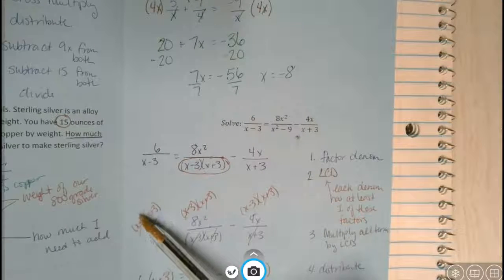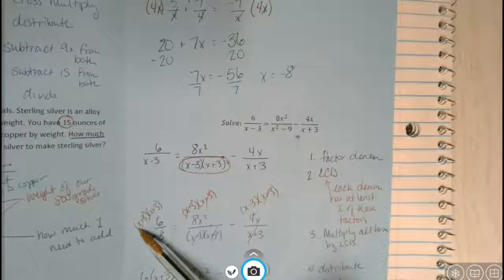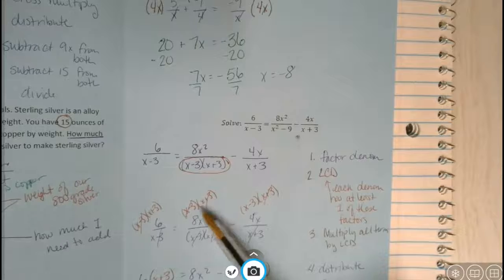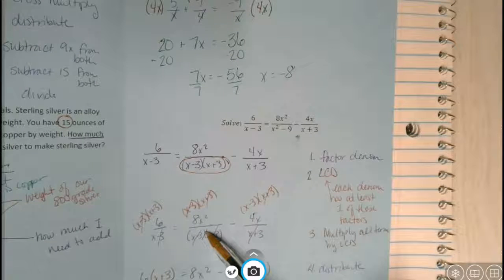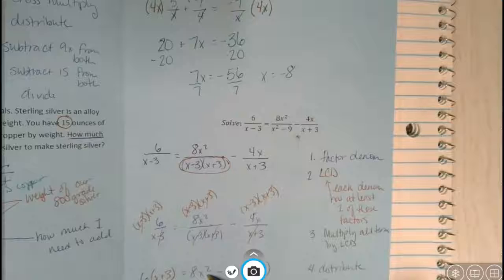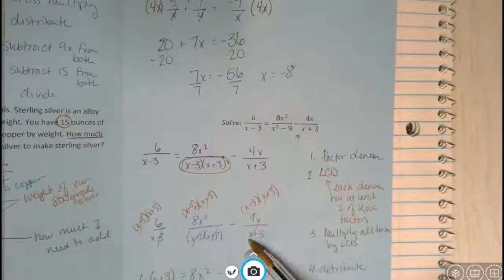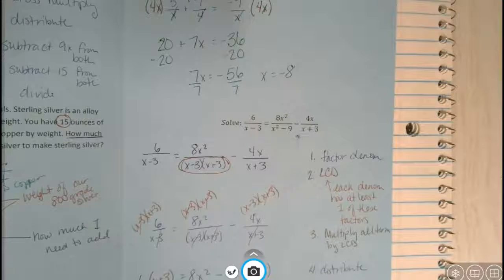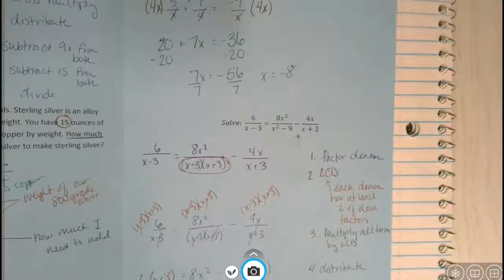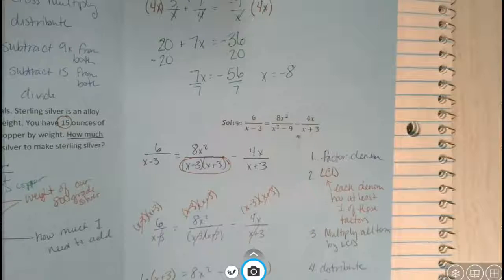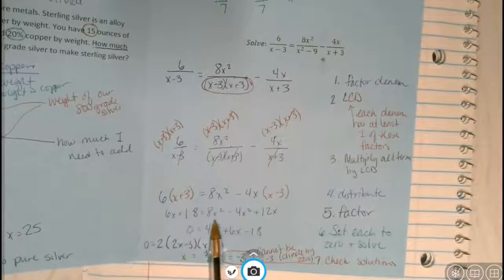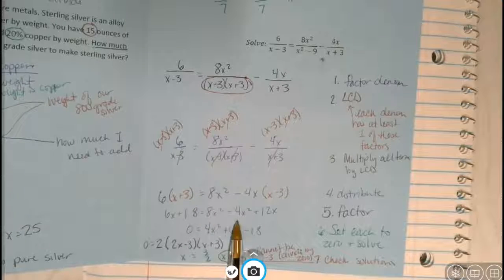Here when I multiply, my x minus 3's cancel out, so I'm left with 6 times x plus 3. In this middle term, both of my denominator pieces cancel out, so I'm left with 8x squared. Here my x plus 3 cancels out, so I'm left with 4x times x minus 3. Then I distribute, and I get everything to one side. Once I've distributed, this is where I'm at: 6x plus 18 equals 8x squared minus 4x squared plus 12x.